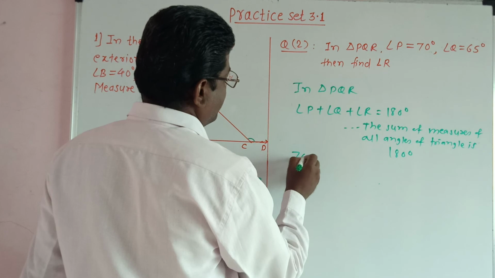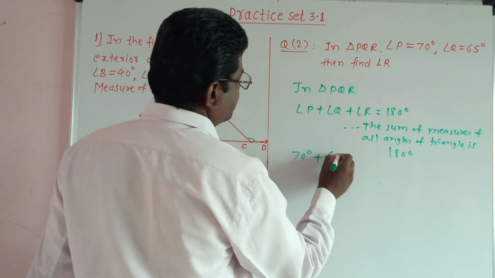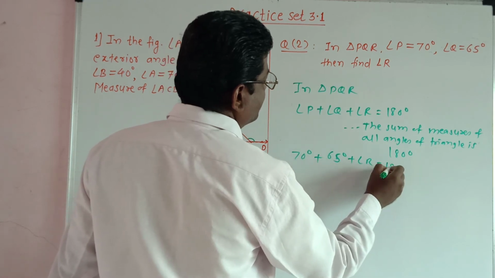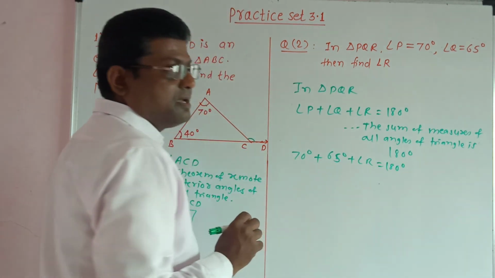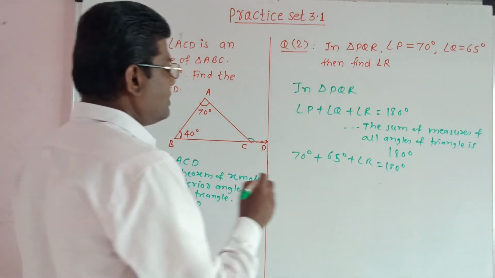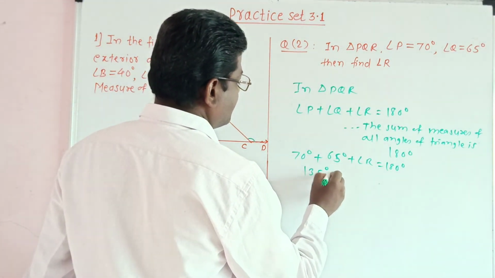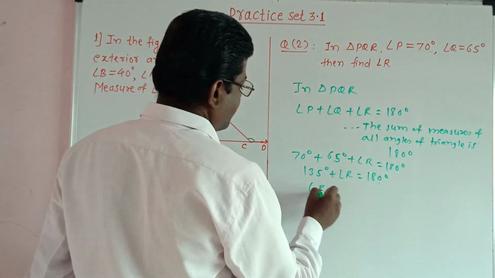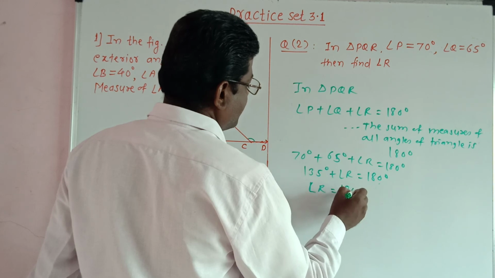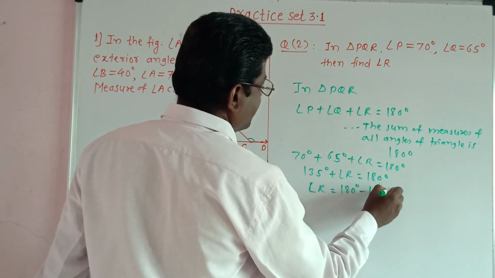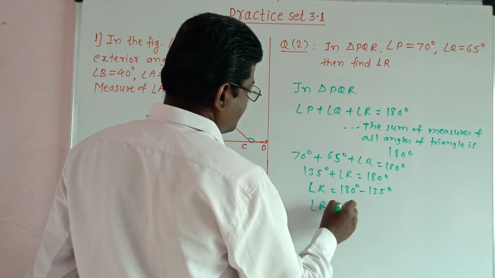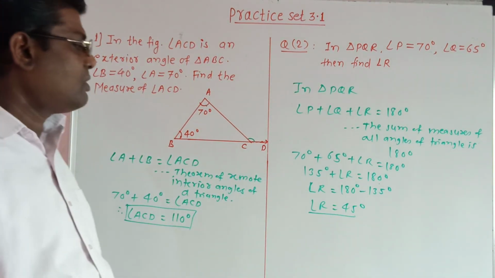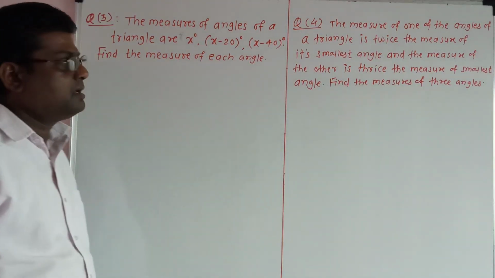Angle P is 70 degree plus angle Q is 65 degree plus angle R is equal to 180 degree. 70 degree plus 65 degree is 135 degree plus angle R is equal to 180 degree. Therefore, angle R is equal to 180 degree minus 135 degree. Angle R is equal to 45 degree. So the value of angle R will be 45 degree.